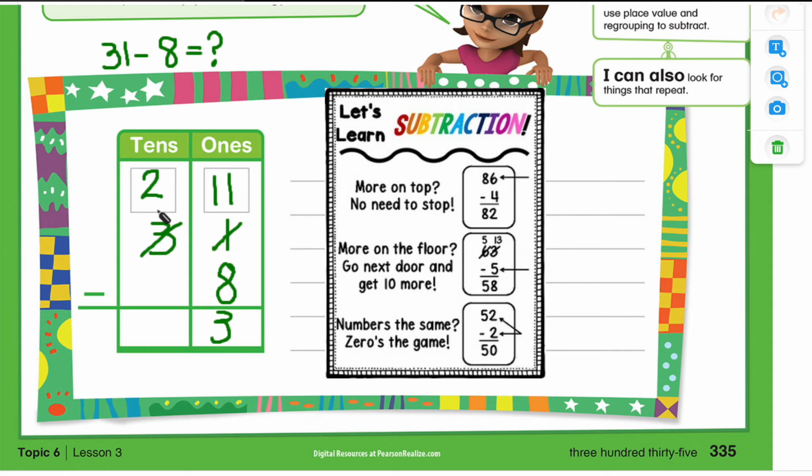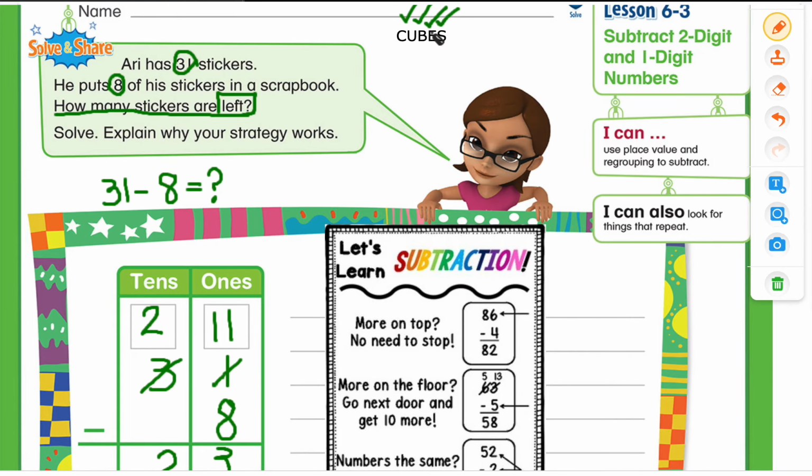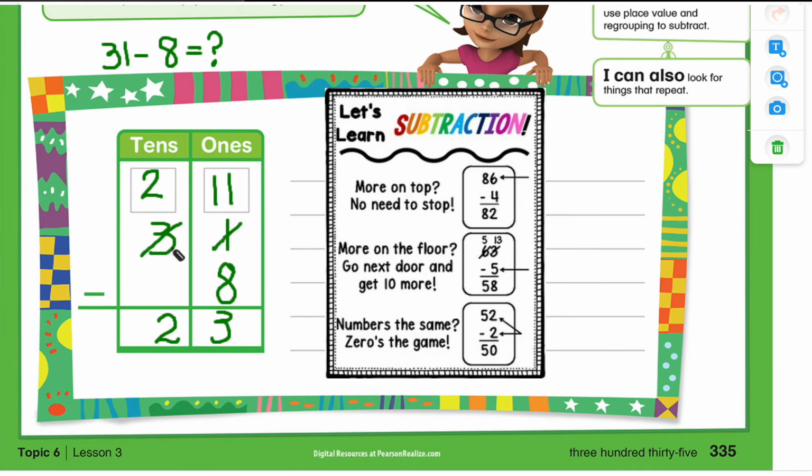Now we have only 2 tens here and there is nothing, so 2 minus 0 is 2. So what is our difference? Our difference is 23. Now they also want you to know how your strategy works. So that means our last part, which is solve and check. So if we are subtracting 31 minus 8, that means if we add 23 plus 8, we should get 31. So let's try that, as this is the fact family. So let's see if that works here.